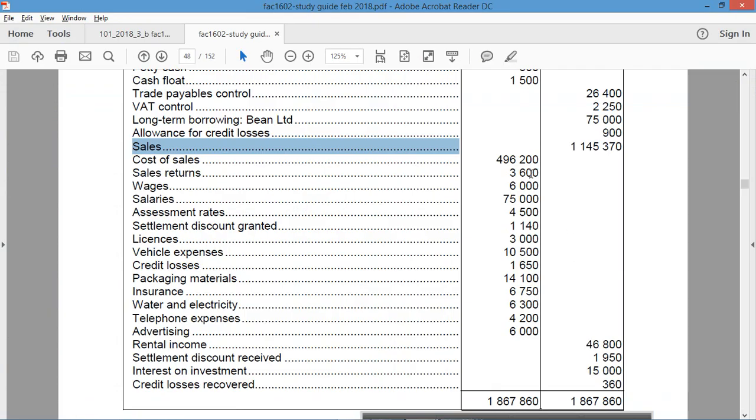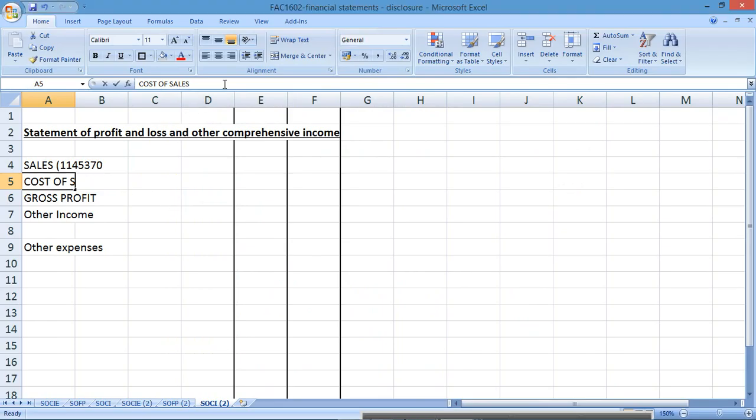Cost of sales, they give you the formula so you don't have to work it out. So what system are they using? Periodic. No, perpetual, because it's given. There's no purchases, but there could be returns, because purchases relate to a periodic system. Okay, so it's 496,200.